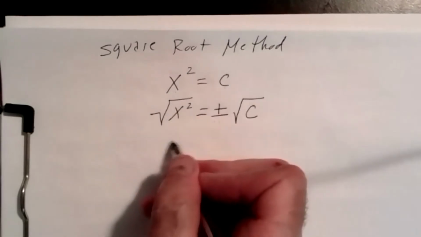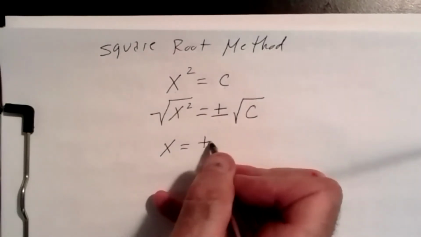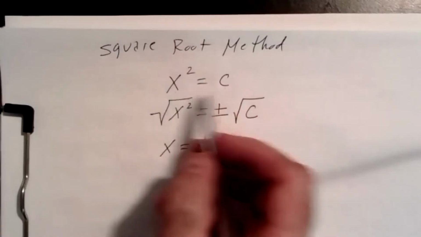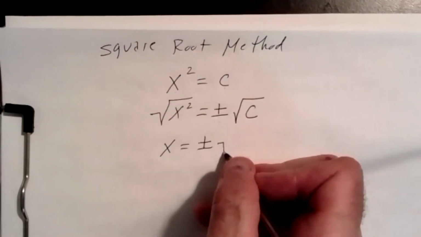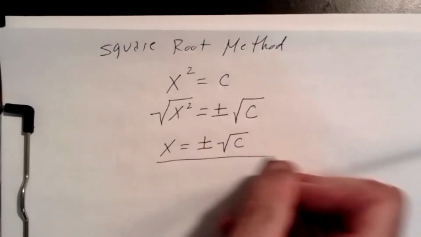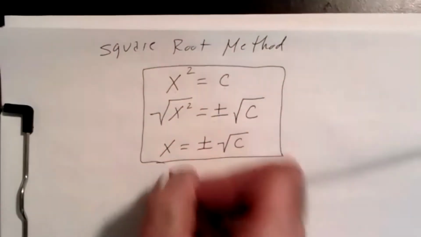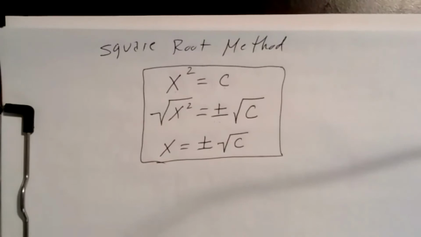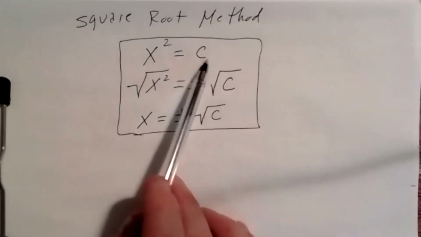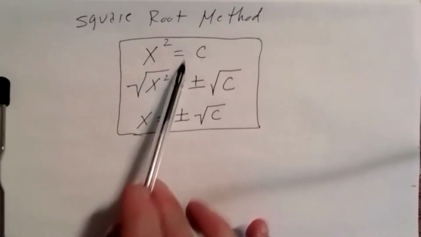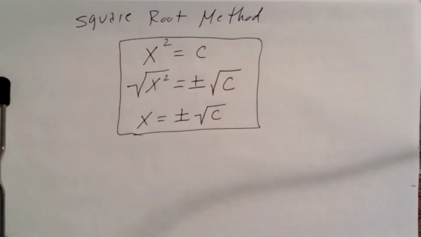The square root of x squared is just x, and so our two solutions in general to a quadratic equation that looks like this, using the square root method, would be x is equal to positive or negative square root of this number c. This is called the square root method in general, for solving a quadratic equation. It's a rather restrictive method in the sense that your equation has to be in this form, though. So that's somewhat restrictive. Let's look at maybe one or two of these.